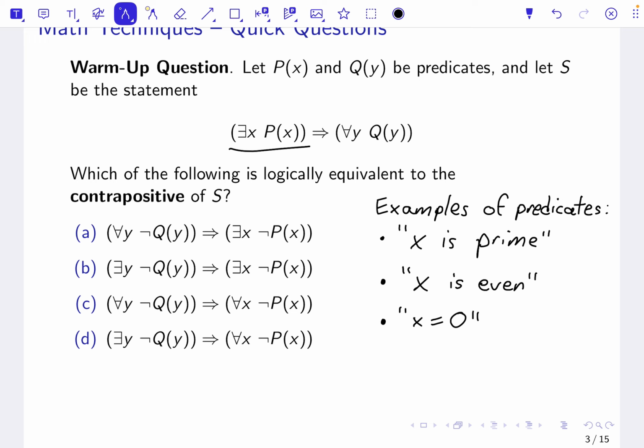First, this left half of the implication is basically saying there exists an x such that P of x is true. So there exists a prime number. There is a number that is even, stuff like that. Now, this one, for all y, I guess I just spoiled that. The upside down A means for all. Q of y is true for all possible y.